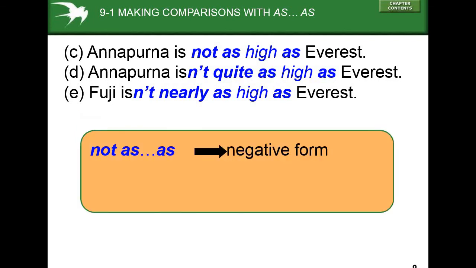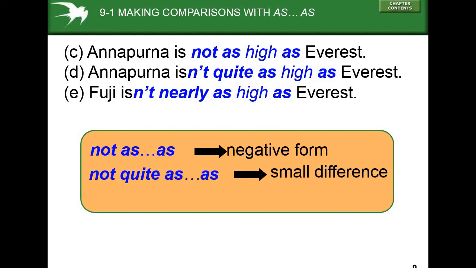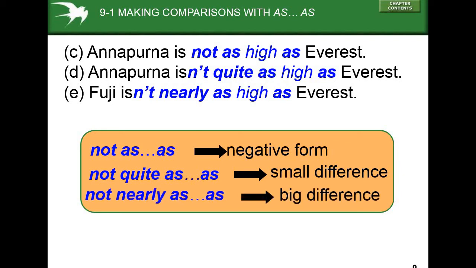Not as... as is the negative form. We use this in negative form. Here you can see on your screen. And not quite as... as means a small difference. Mount Everest and Annapurna difference is very little. But Mount Everest and Fuji is not at all. Understand? Not at all near. So not at all nearly as high as Everest. So this not nearly as... as is a very big difference.